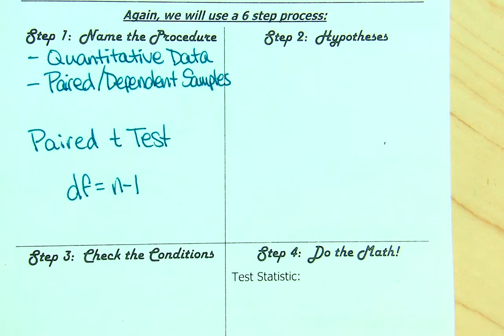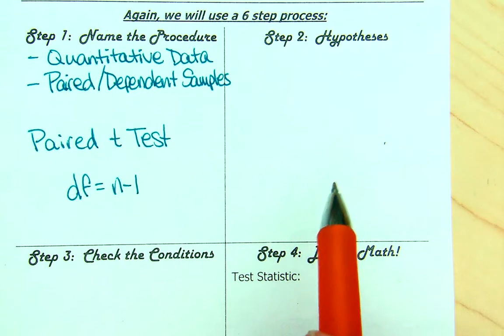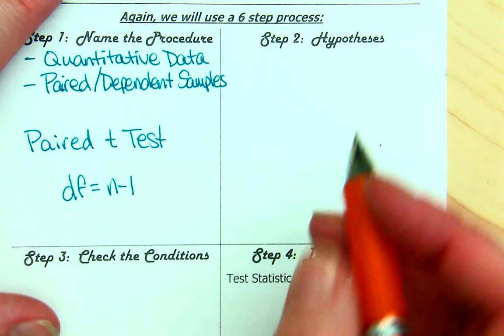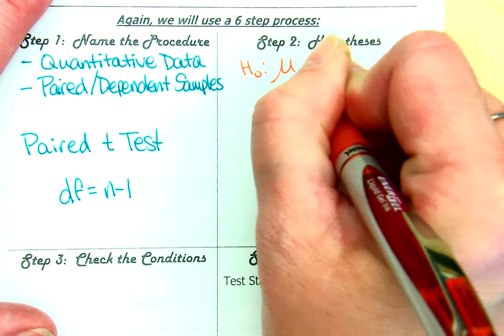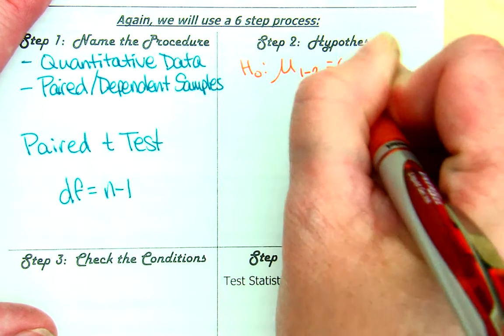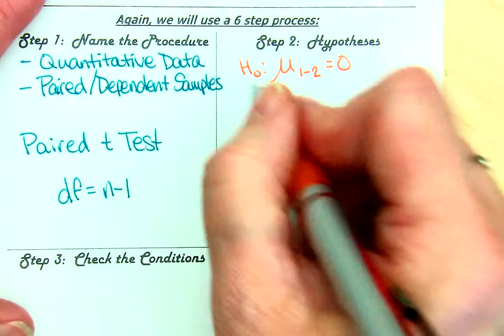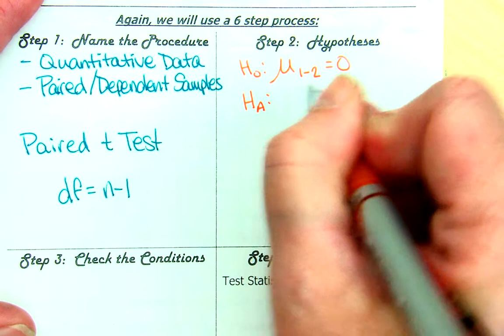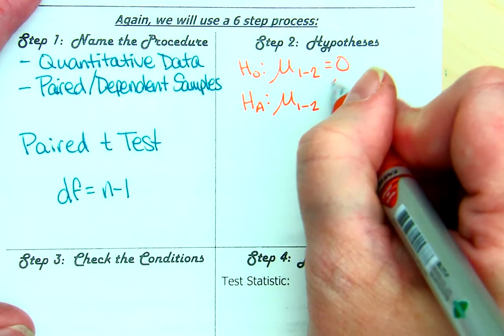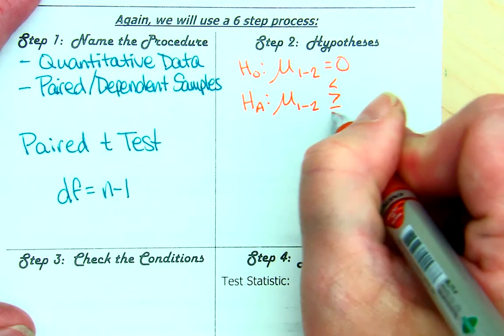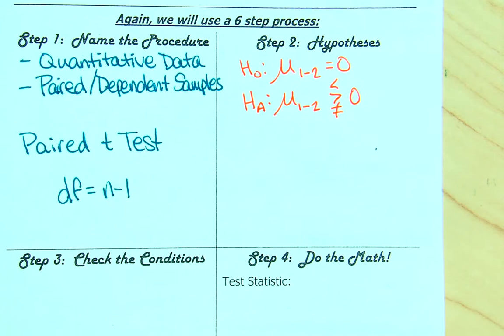Now we need to write hypotheses. This is what we were doing yesterday, so you should be somewhat familiar with it. When you're writing these, our H0 is going to be that the mean of the differences is 0. HA is going to be the mean of the differences is not 0 in some way. So less than, greater than, or not equal to 0.